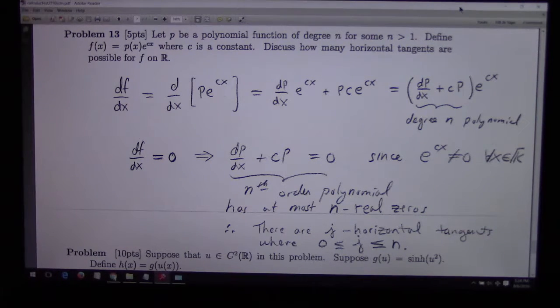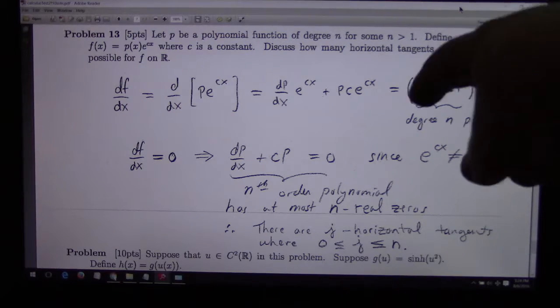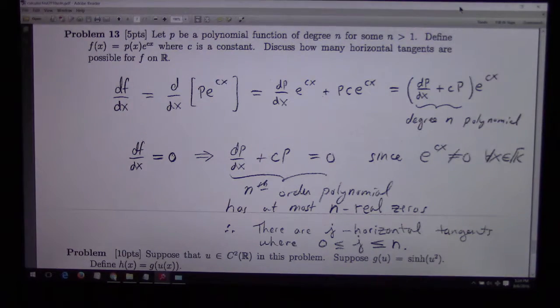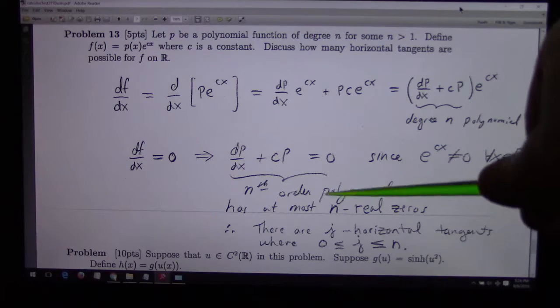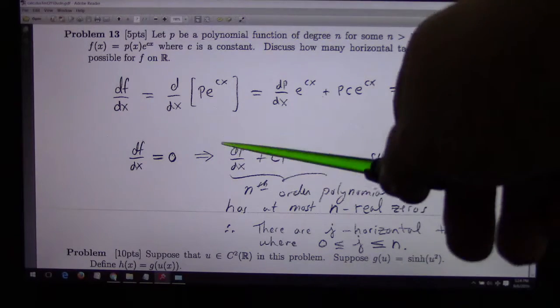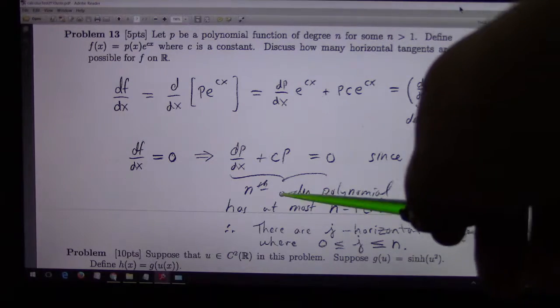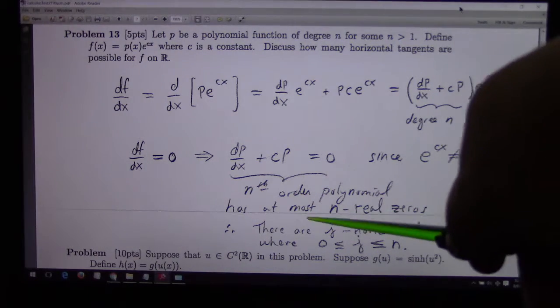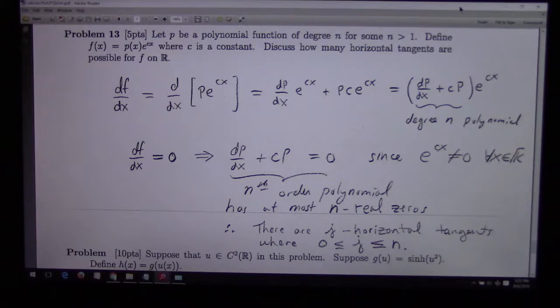So I set df/dx equal to 0, and then I have to differentiate by the product rule. I've got e to the cx in both places, so I just factor it out. So basically, I'm looking at dP/dx plus cP equal to 0, since e to the cx is non-zero. But this is an nth order polynomial, and we know from the theory of polynomial equations that it has at most n real zeros. So there are j horizontal tangents, where j has got to be something between 0 and n, and that's about all I can say with that much data.